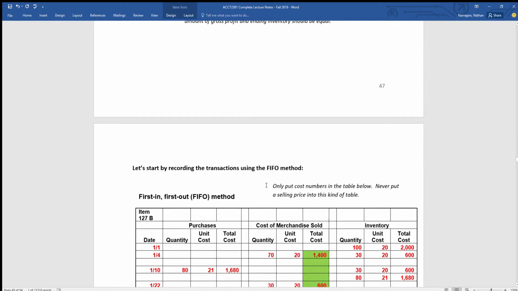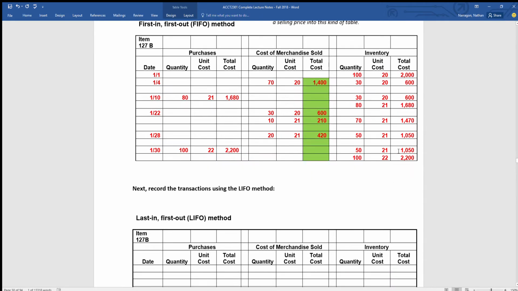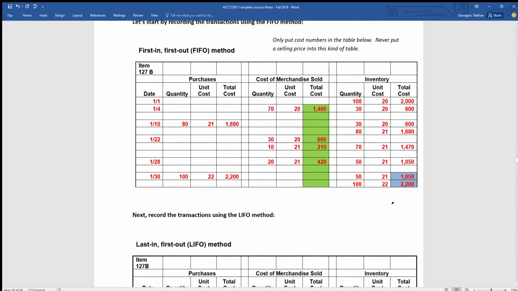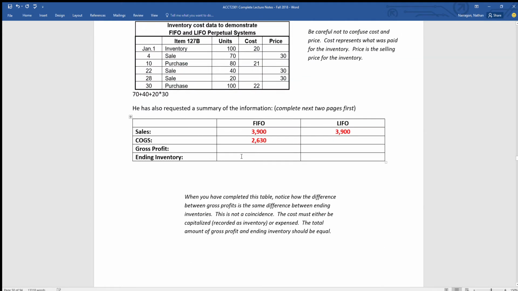Next is my ending inventory. My ending inventory is going to be the total of whatever happened to my last transaction. For this, I have two different price points on my last transaction in 130. So I'll add those two together, which looks like 3,250. And that's my ending inventory.